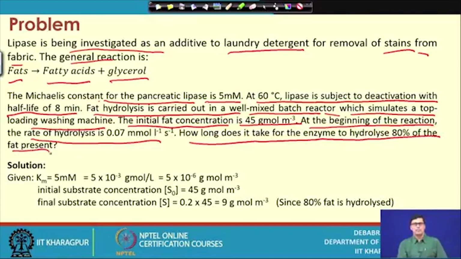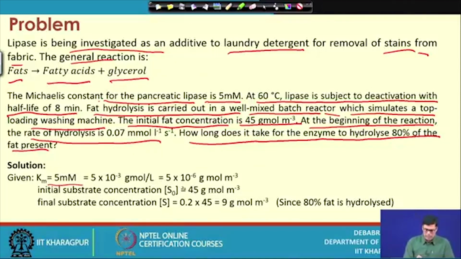So, when you talk about the removal of stain, that means how long we should soak the cloth in that particular detergent so that the stain can be removed. Now, because I told you before also, when you try to solve any kind of problem, I request all of you, please write down what data is given. The Km value is given here.